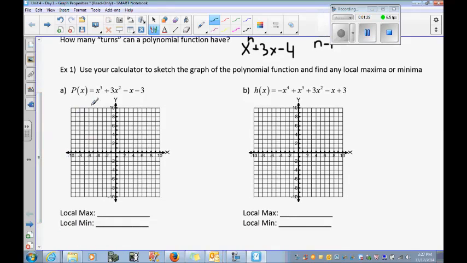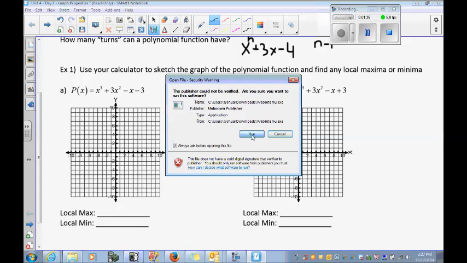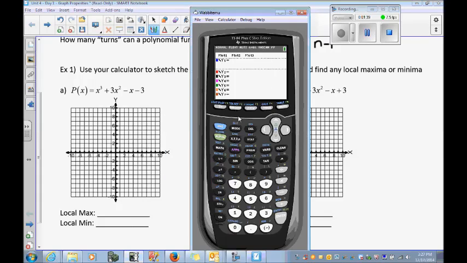So we want to sketch y equals x cubed plus 3x squared minus x minus 3. So let's bring up our calculator, and we want to sketch x cubed plus 3x squared minus x minus 3. Alright, let's graph that. Okay, so here's the graph.